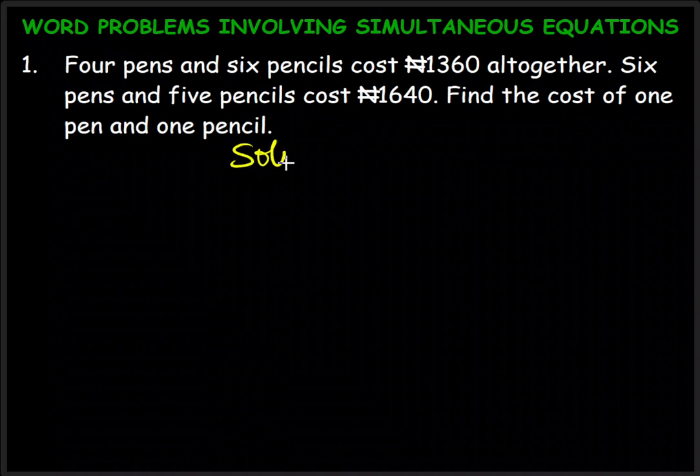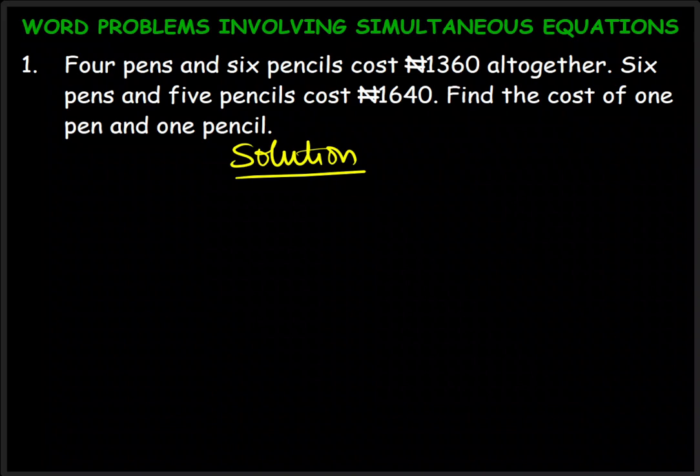Alright, so let's see what we have there. Solution. Remember I said in word problems we must always see how to write out what we are given. We must always give a description for every number that's given in the question. So 4 pens and 6 pencils cost 1,360 naira altogether. So 6 pens and 5 pencils cost 1,640. Alright. Now let's see.